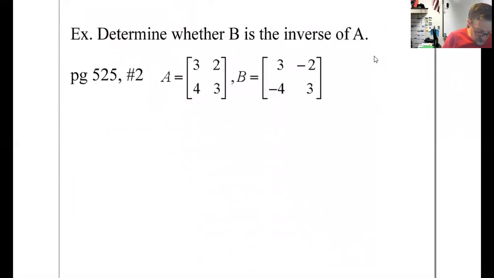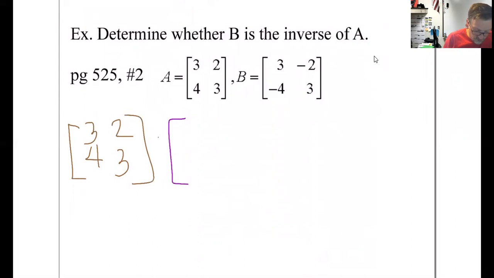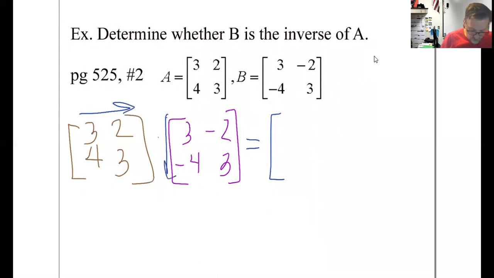I'm going to do A times B. So [3, 2; 4, 3] times [3, -2; -4, 3]. So we multiply them together. Remember, row times column. So 3 times 3 plus 2 times -4. First row times first column. And then 3 times -2.